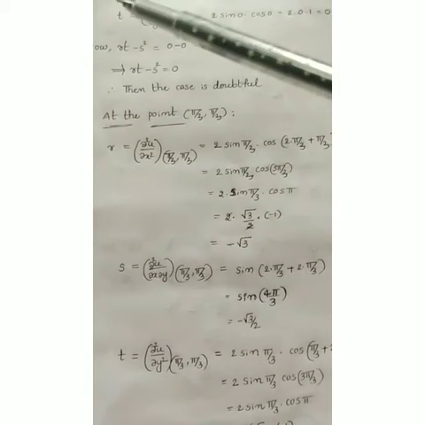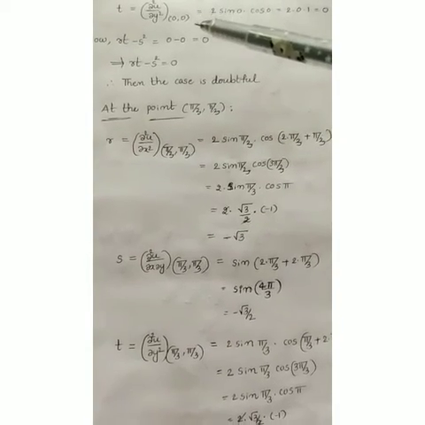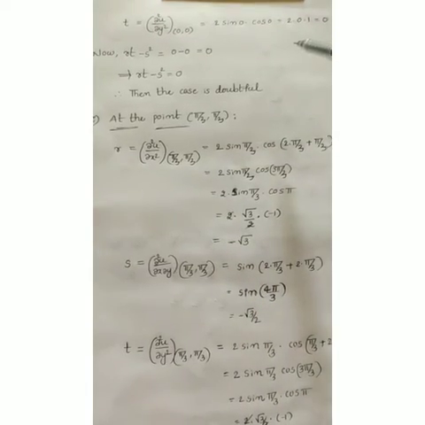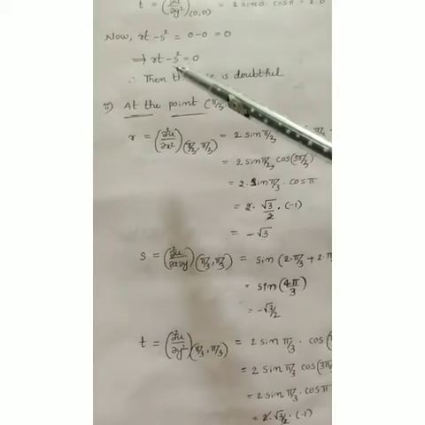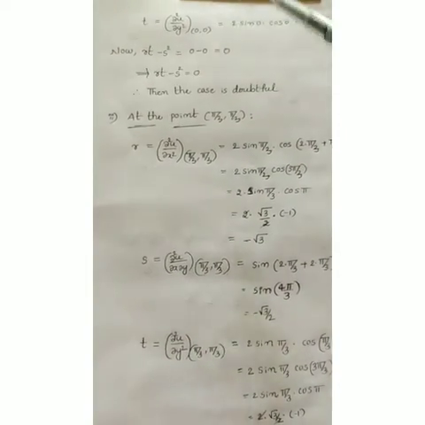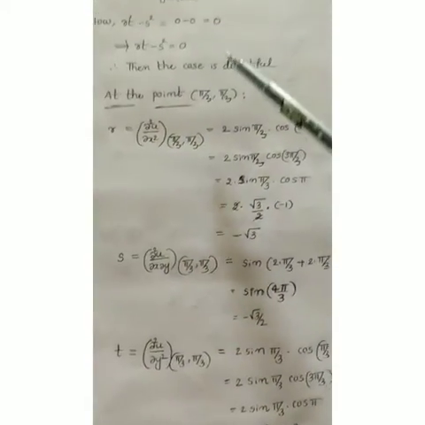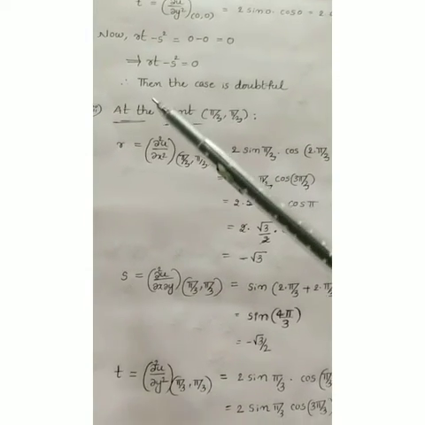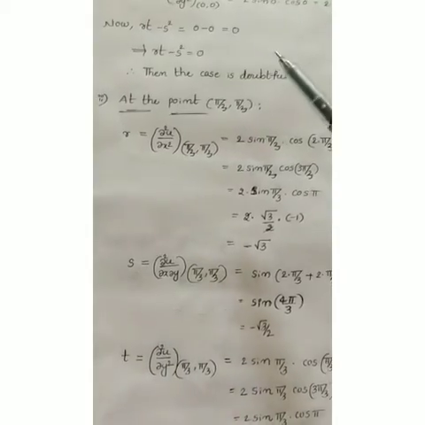And t equals ∂²u/∂y² at (0, 0), that is 2 into sin 0 into cos 0, that is 2 into 0 into 1, that is 0. Now rt minus s square: here we get all values 0, so 0 minus 0 is 0, rt minus s² equals 0. This is the fourth condition of maxima and minima. So in this case, it is doubtful.